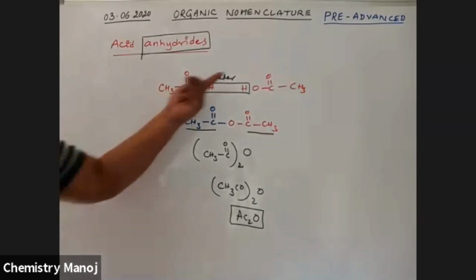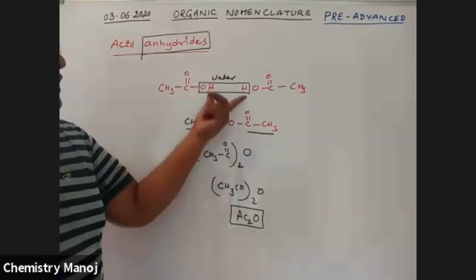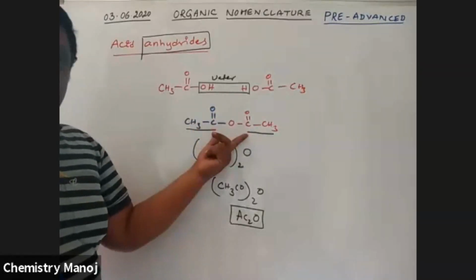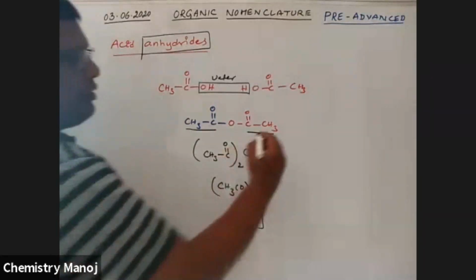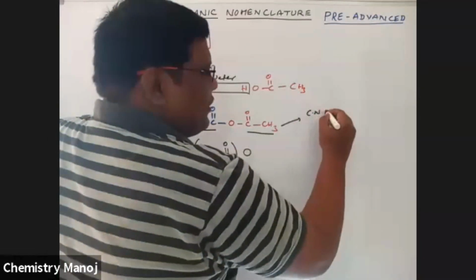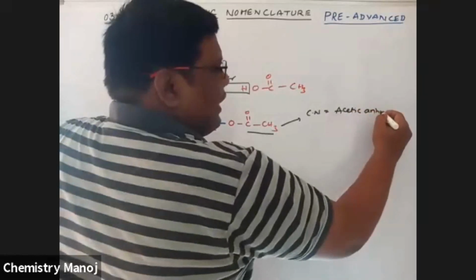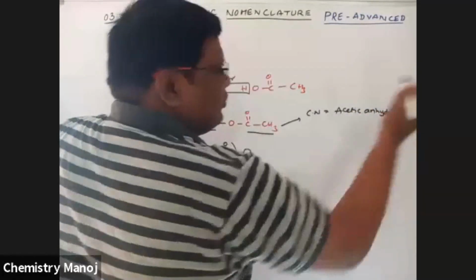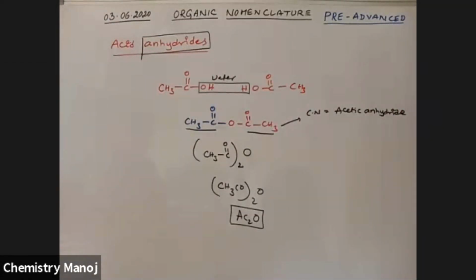So it is acetic acid. This compound is obtained by the loss of this water molecule. That is why, acetic acid water loss, acetic anhydride is the name. Common name of this one is acetic anhydride.